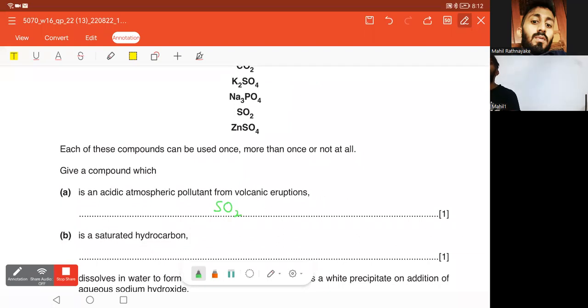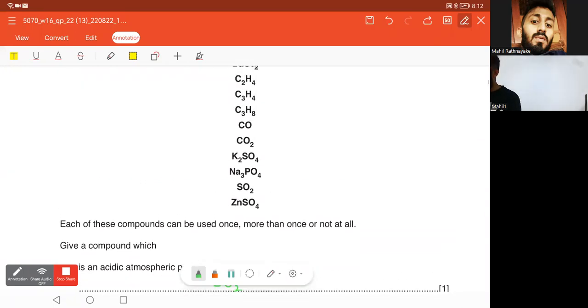Saturated. Can you remember what's the meaning of unsaturated? Unsaturated means it contains carbon-carbon double bond, right? Then saturated means carbon-carbon single bond, where you can see alkane. Therefore, it should be alkane. What's the only alkane given?